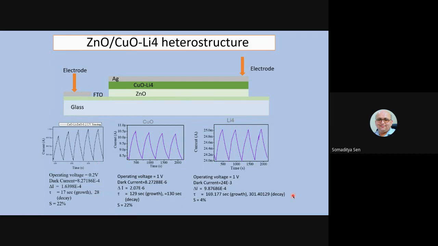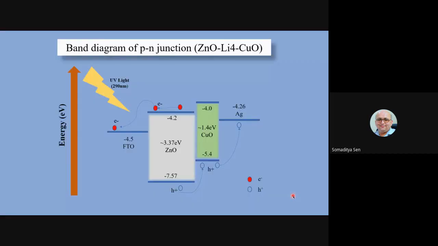Okay. And we developed a band structure also. And this is the thing. When UV light falls on it, there's electron-hole pair generation. Hole is here, electron is here. So the electron gets transported to the FTO, and the hole gets transported to the silver through the copper oxide. Okay.